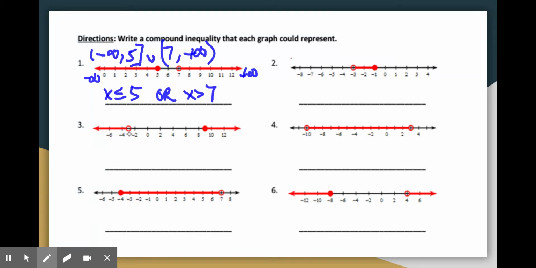So same thing here. They point in opposite directions. So this is going to be an or inequality. Okay? So for the first one, x is less than, looks like negative 3. It's between the negative 2 and the negative 4. Not equal to because open circle. Or x is greater than or equal to 9. Okay, greater than or equal to 9 because it got the closed circle.